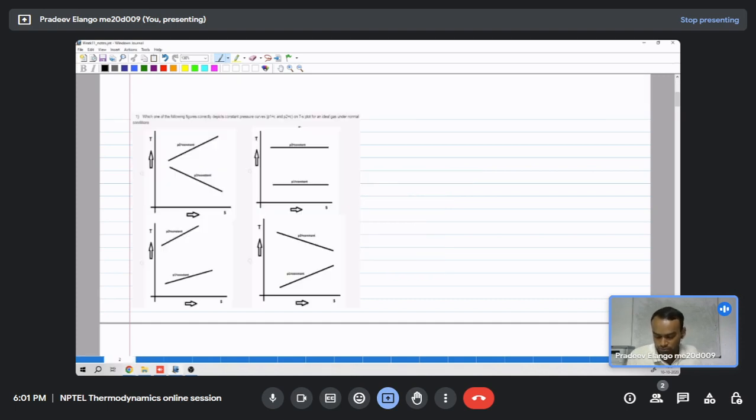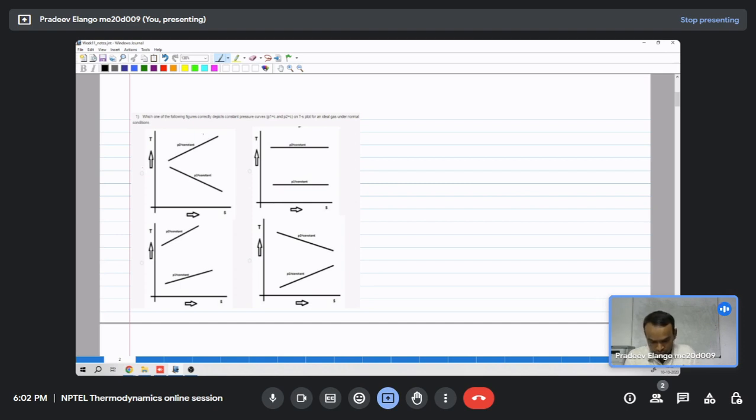So this is the first question. Which one of the following figures correctly depicts constant pressure curves P1 equal to constant and P2 equal to constant on a TS plot for an ideal gas under normal conditions? So we know when the pressure is constant, as the entropy increases, or if heat is added, the temperature is going to increase, right? So the slope should always be positive. As entropy is added, the temperature should rise.